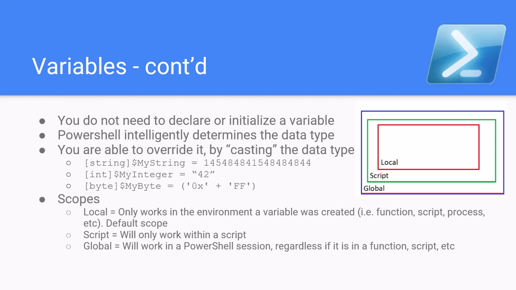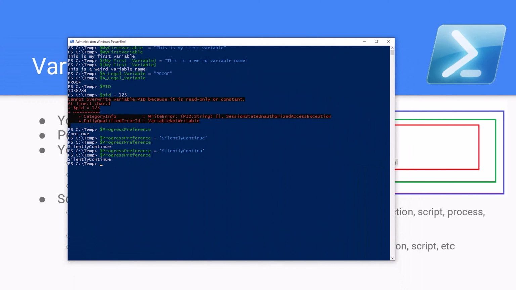Now, this is known as implicit casting, but again, you can override it by explicitly casting the data type. So let's look at these data types. We have string, we have integer, and we have byte. All right. And we're going to go ahead and bring up our PowerShell window again. We're going to go ahead and clear the screen.